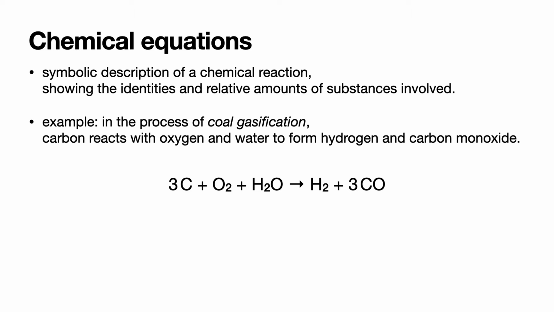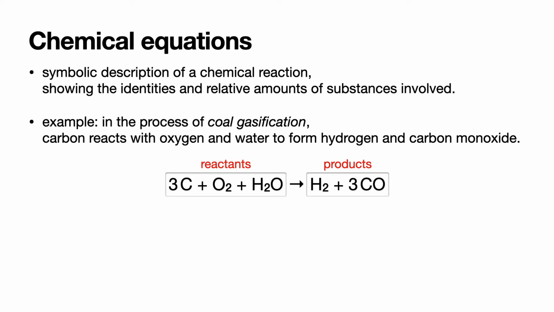So in this description of the chemical reaction, we have substances that are reacting on the left side. These are called reactants. And substances that are being produced are on the right side. These are the products. Another thing to notice is that there are different amounts of the various substances. There's 3 times as much carbon as there is oxygen and water on the left. There's 3 times as much carbon monoxide as there is hydrogen on the right.